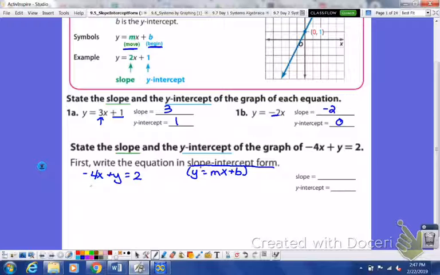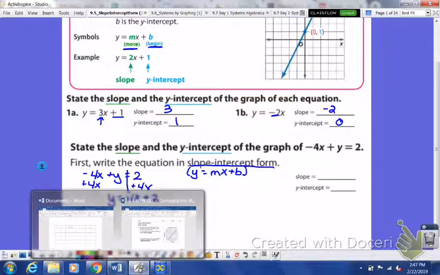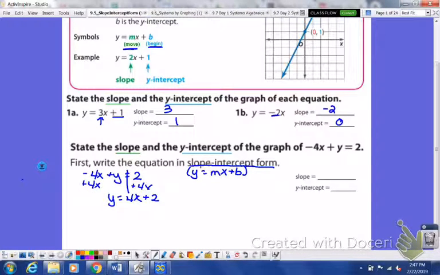So how can I move a negative 4x? Well, it's negative, so I want to make it positive. Add it to both sides. So y equals 4x plus 2, since it was a positive 2. And now that we are in slope-intercept form, we can pick out our slope, which is 4, and our y-intercept, which is 2. Again, the slope is what's connected to the x. The intercept is what's by itself once you are into slope-intercept form.